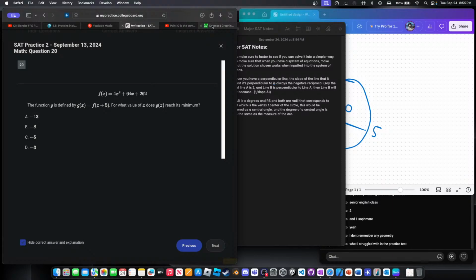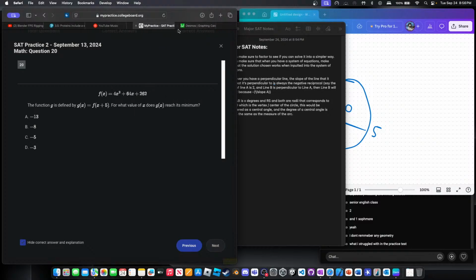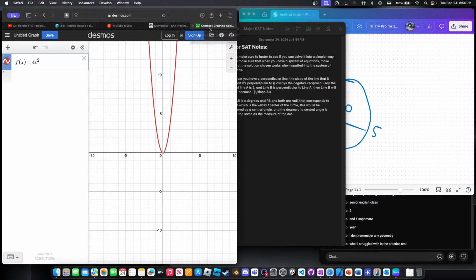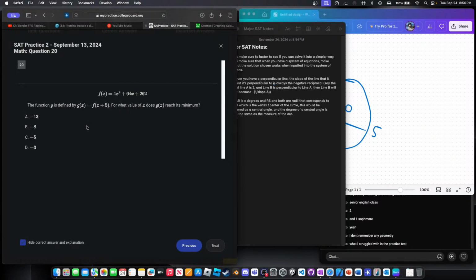Okay, f of x is equal to 4x squared plus 64x plus 242. The point is -8. That is going to be our lowest x value. -8. I chose B.